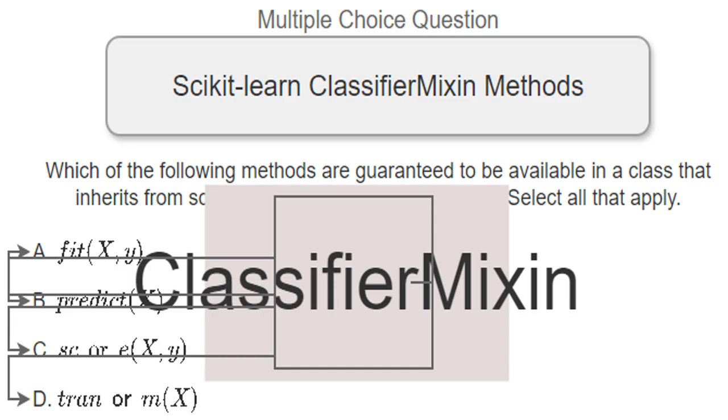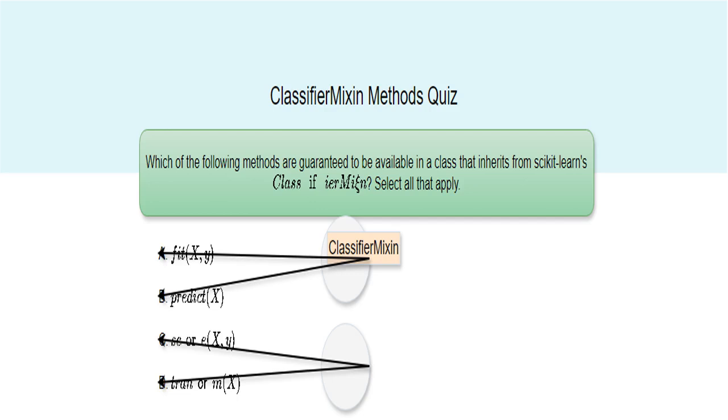This refers to the ClassifierMixin class in Sklearn, which provides common methods for classification models. This is a quiz testing your knowledge of the ClassifierMixin class in Sklearn, a popular Python library for machine learning. We'll focus on identifying the methods guaranteed to exist in any class that inherits from ClassifierMixin.